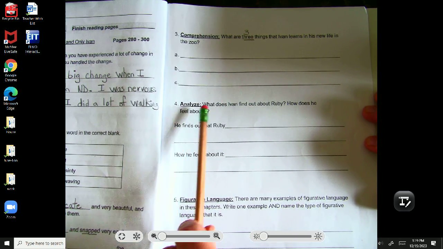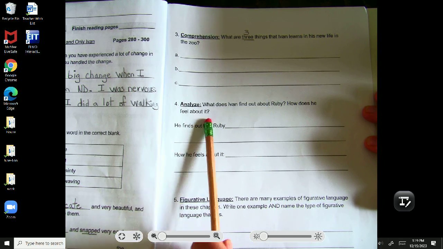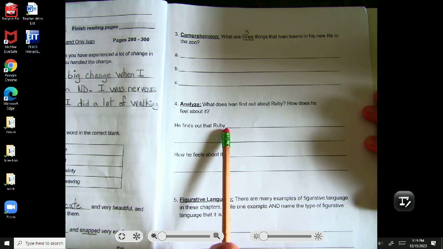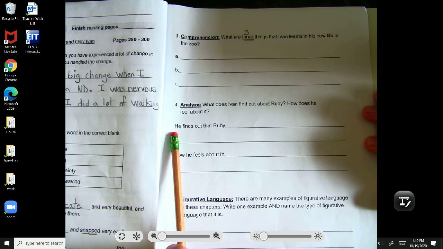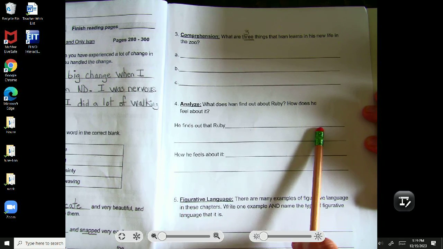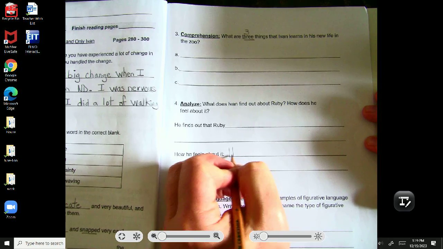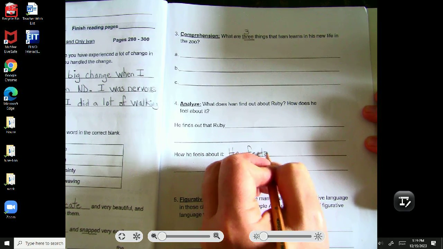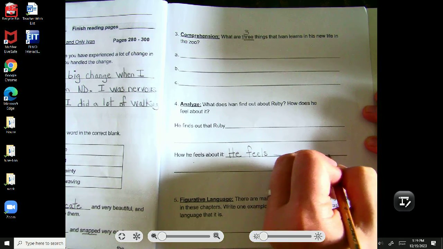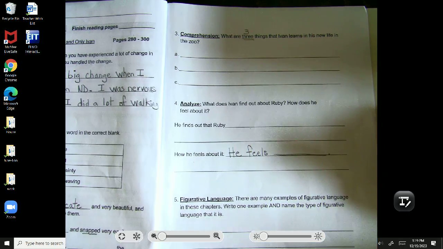Number 4, what does Ivan find out about Ruby? How does he feel about it? So he finds out that Ruby... So you're finishing that sentence, right? It gives you a sentence starter. You just finish the sentence. How he feels about it. He feels... So how does he feel once he finds this out about Ruby?